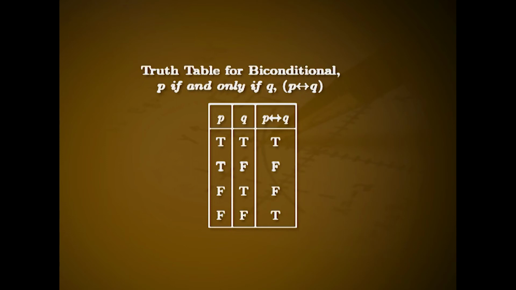If P true, Q true, P if and only if Q is true. P true, Q false, P if and only if Q is false. P false, Q true, P if and only if Q is false. If P false, Q false, P if and only if Q is true.